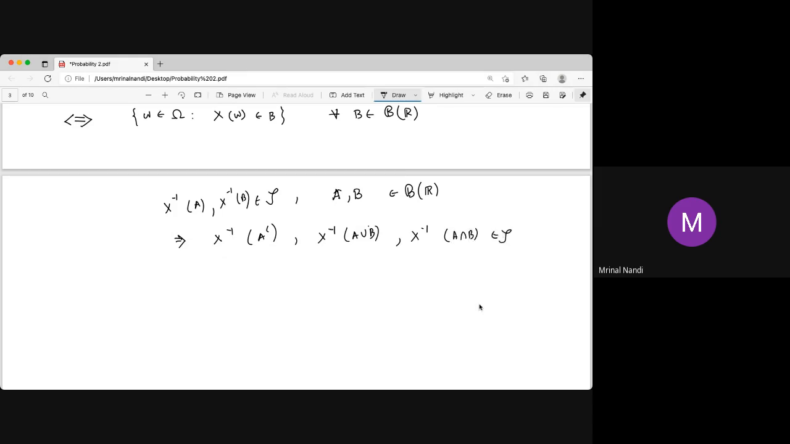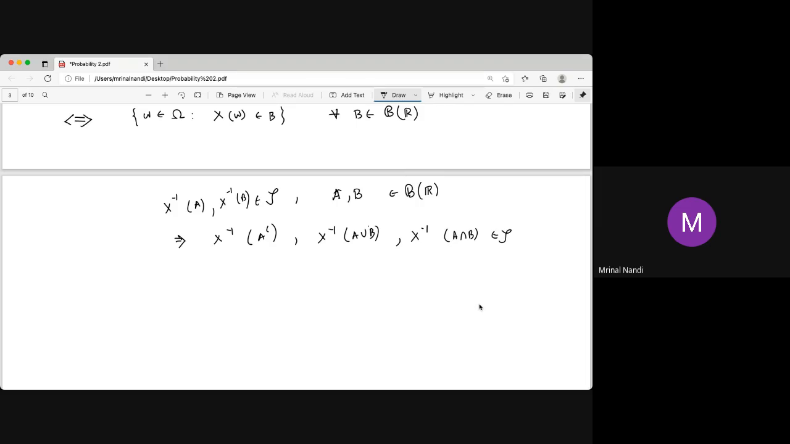This is the problem, because remember that A and B are intervals, but their complement, union and intersection may not be that type of interval. Once it is not this type of interval, we can't say that X inverse is also in script F, because we have only assumed that the inverse images of the intervals are events. The inverse image of intervals are events.